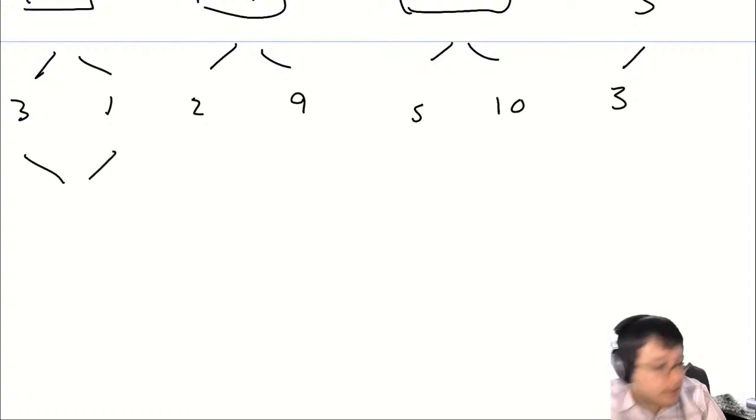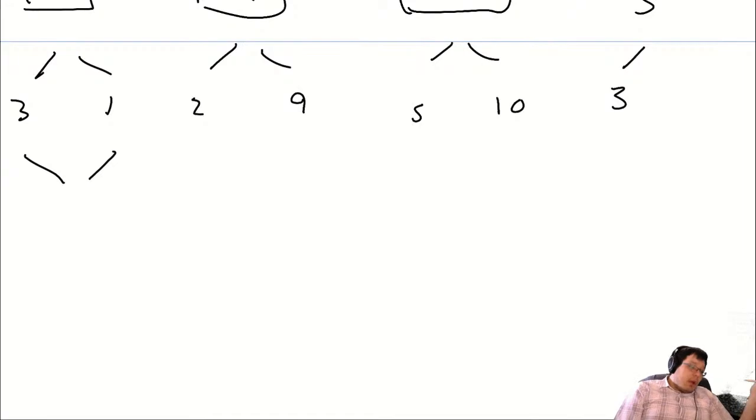Let's merge those together. How do we merge it together? Well, when we have individual elements like this, just look at both of them and see which one's bigger. If you're doing ascending order, then put the smaller one on the left and the bigger one on the right. Easy as that. You can use bubble sort logic for this.